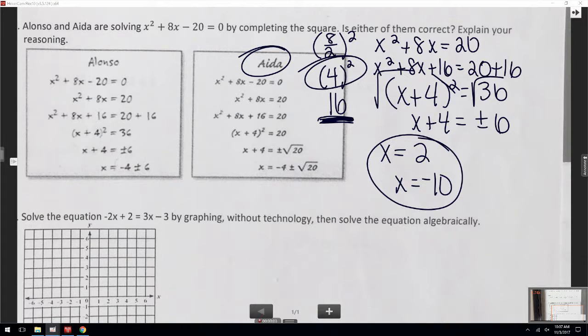Okay, what about Ada? What did Ada do wrong? There you go. She didn't add the 16 to both sides, right? Y'all get that for her? Are we okay? All right, what about 18?